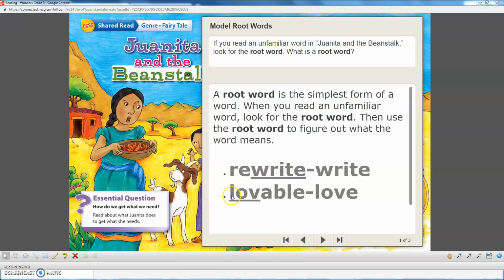Rewrite. Lovable. When we look for the root word in lovable, we know it's not L-O-V because that's not a word. Sometimes when we put a suffix or a prefix on, we need to change the word, and in this case we get rid of the E, so the root word in lovable would be love. And we know that the suffix able means you're able to do something. So with the root word, lovable means able to love something.